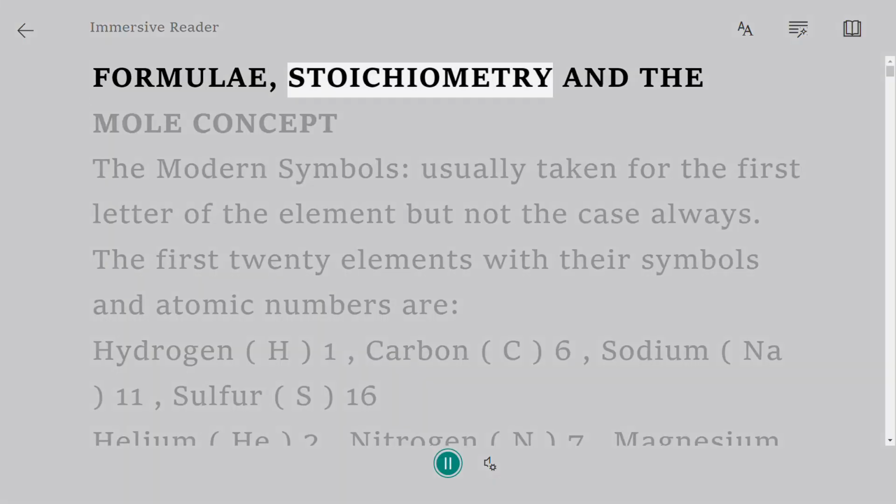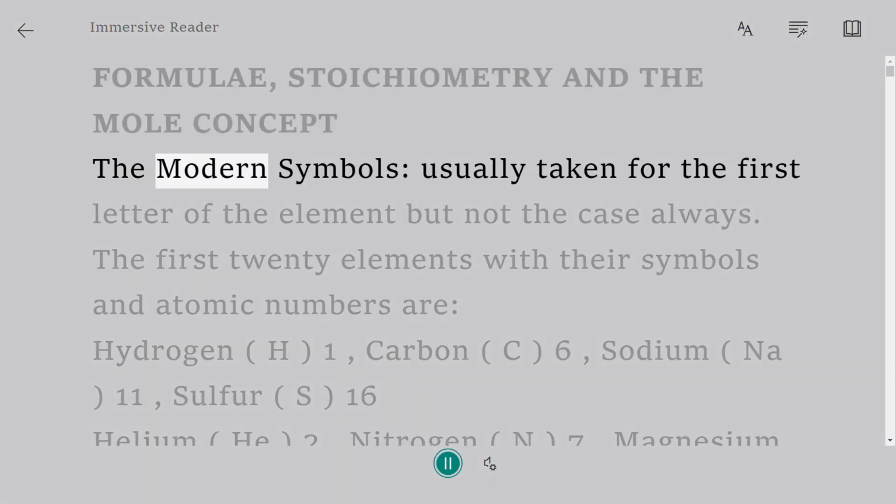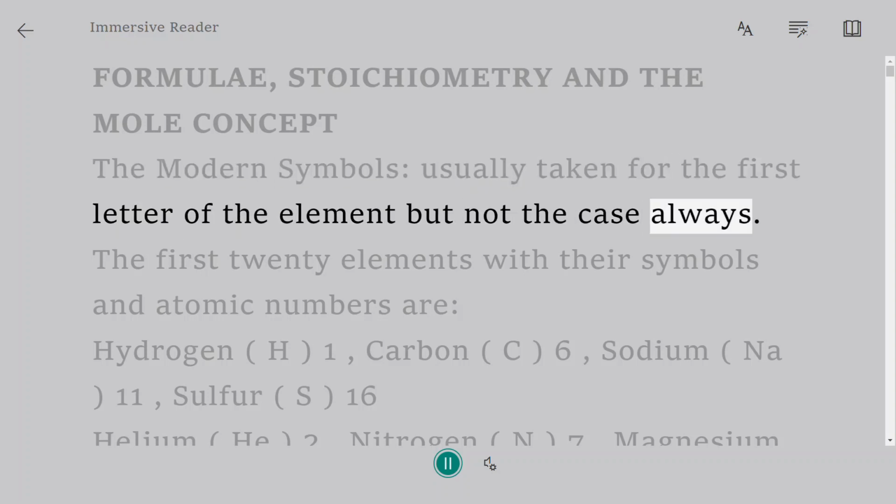Formulae, stoichiometry and the mole concept. The modern symbols are usually taken from the first letter of the element, but not always the case.